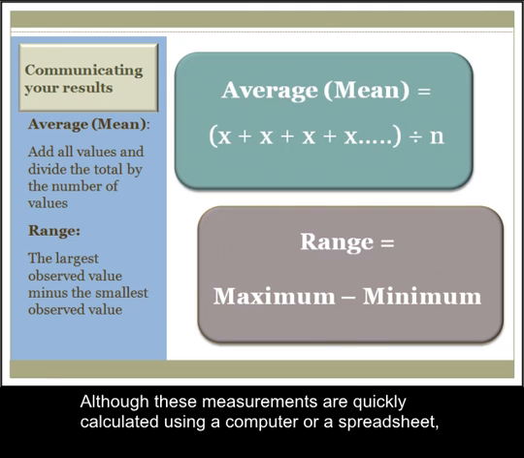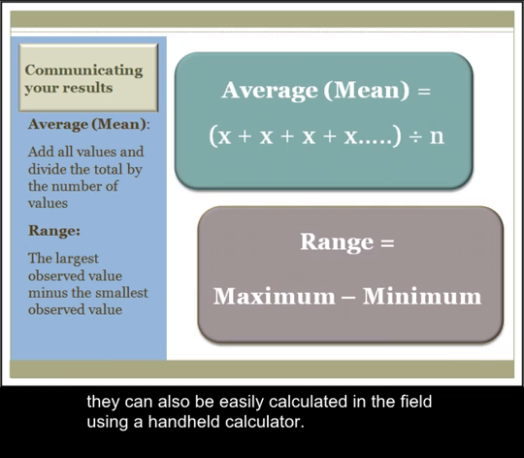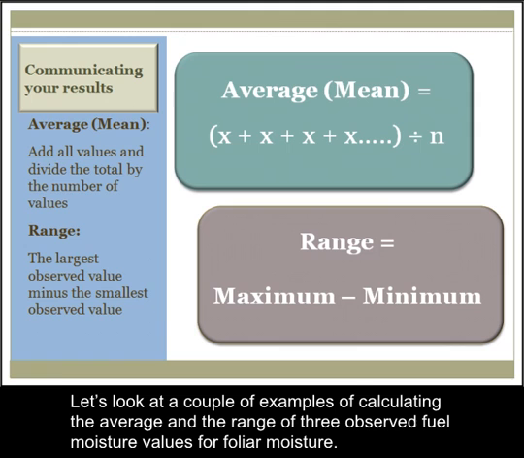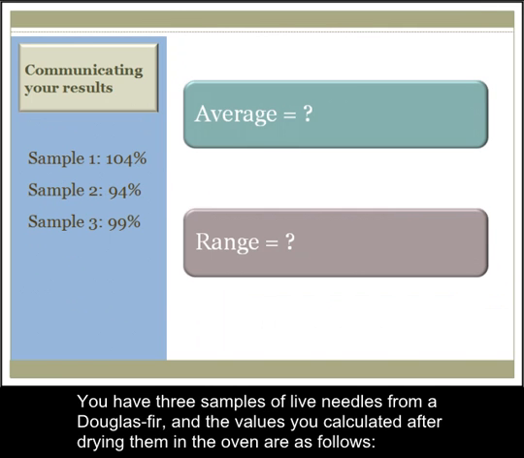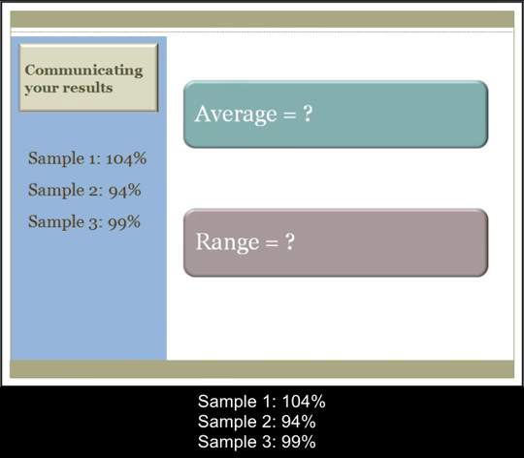Although these measurements are quickly calculated using a computer or a spreadsheet, they can also be easily calculated in the field using a handheld calculator. Let's look at a couple of examples of calculating the average and the range of 3 observed fuel moisture values for foliar moisture. You have 3 samples of live needles from a Douglas fir, and the values you calculated after drying them in the oven are as follows. Sample 1, 104%. Sample 2, 94%. Sample 3, 99%.